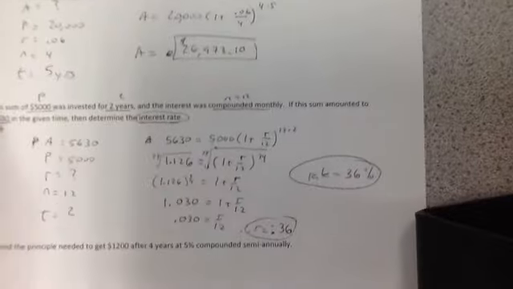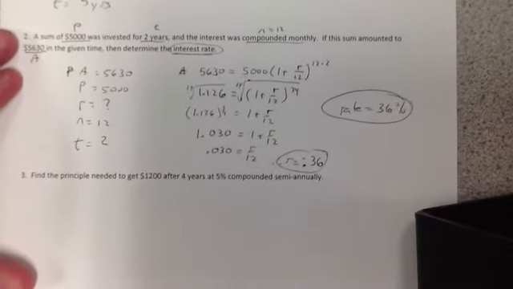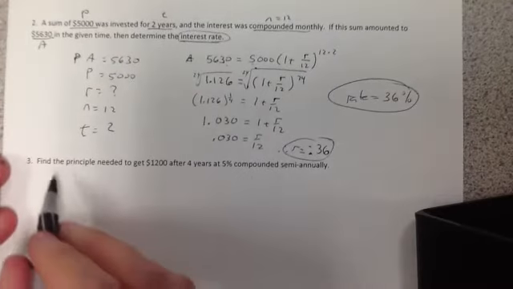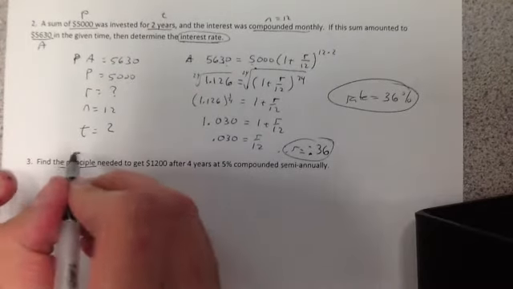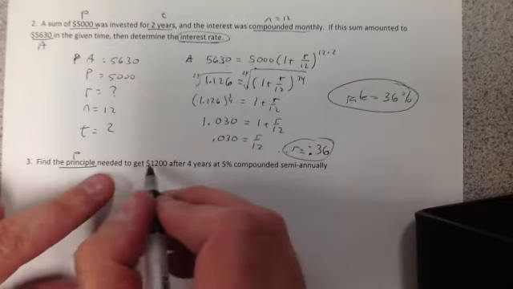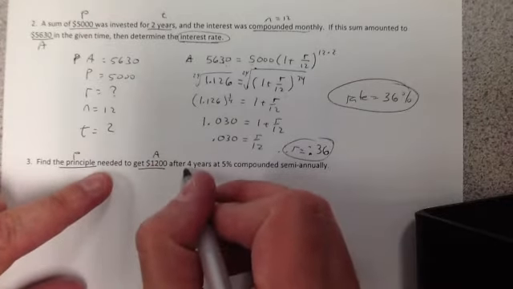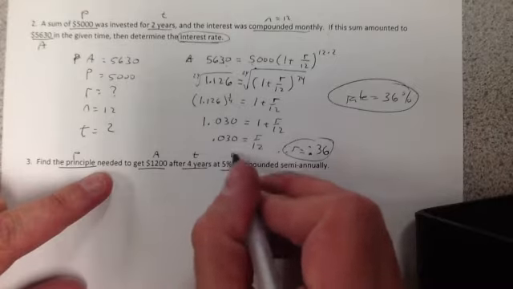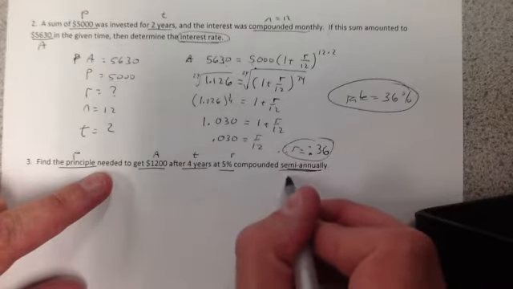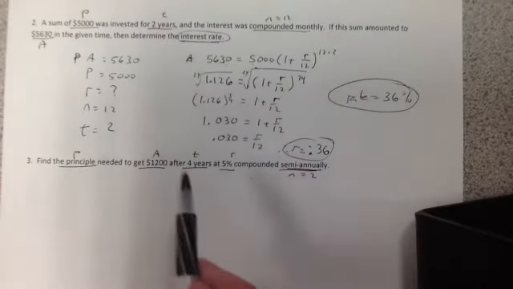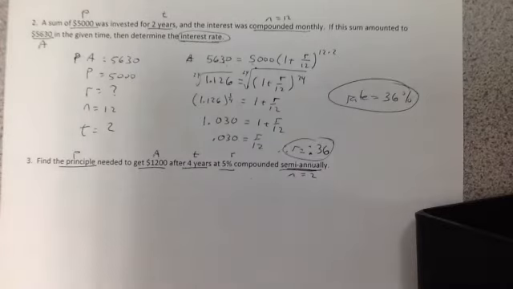All right. So if you need to, go ahead and try these again. These are kind of easy and fun to do. For part 3, now we're asked to find the principal, P. We need to get $1,200, so that's A, at 4 years, that's our T, and there's our R. Compounded semi-annually, N is 2. So we know an interest rate, and we want to get $1,200. So the question is, how much do we have to invest?